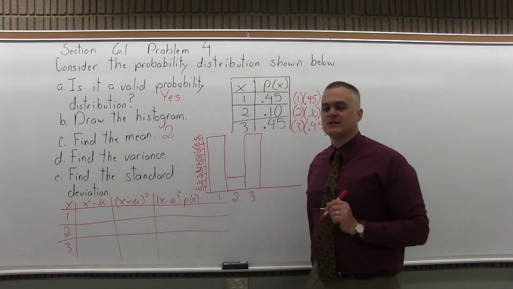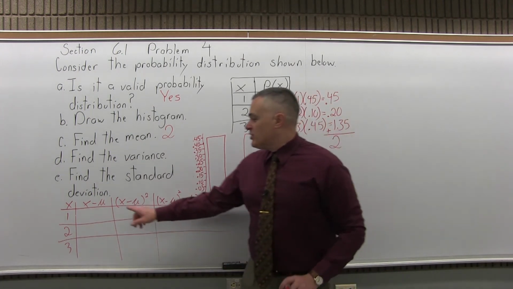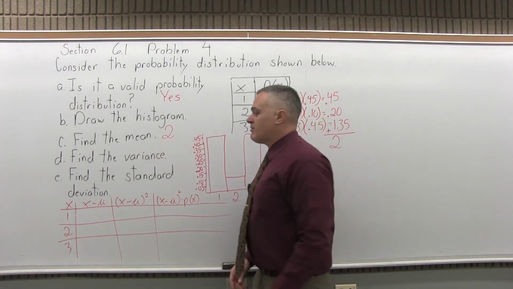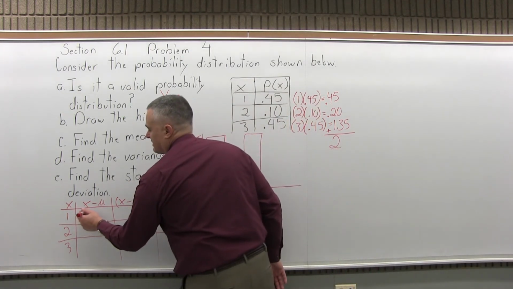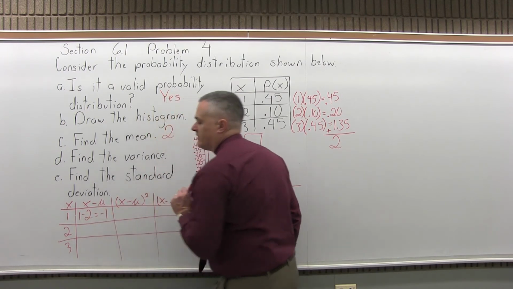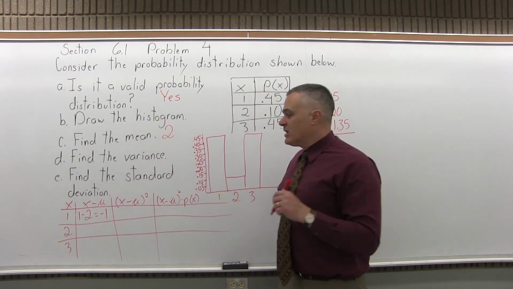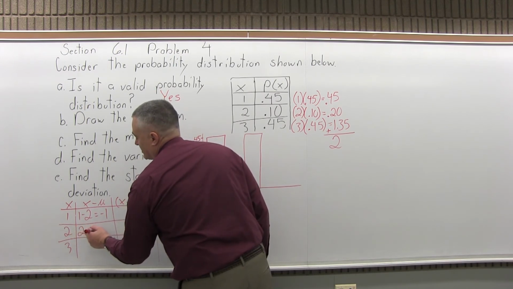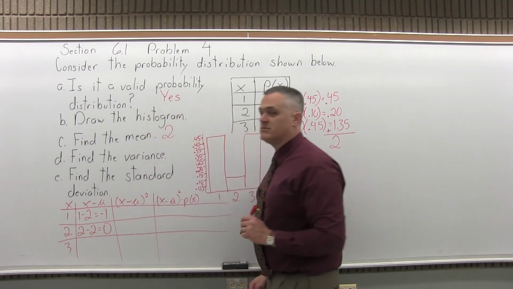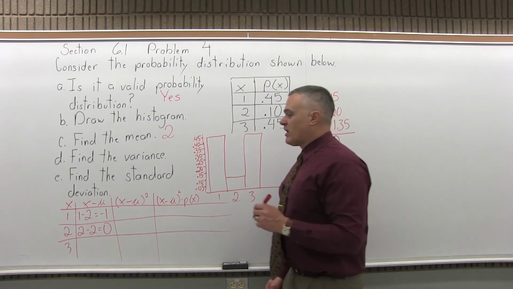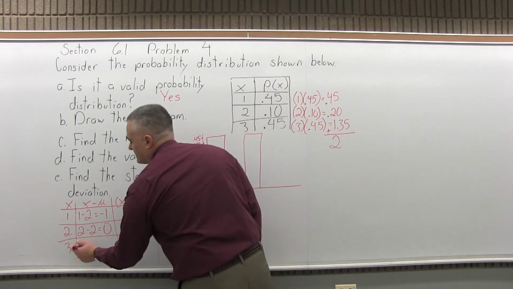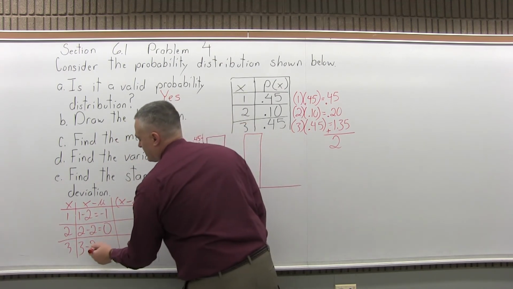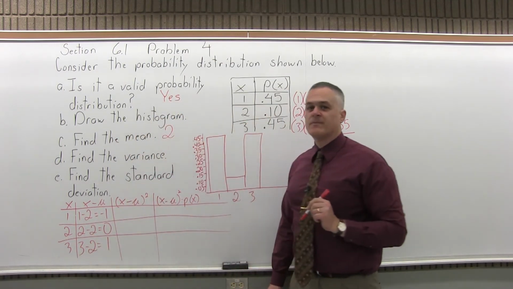That column's the easiest. Now the next column, you're going to do x minus the mean. So in the top row, x is 1. So 1 minus the mean is 1 minus 2, which is negative 1. In the middle row, x is 2, so it'll be 2 minus the mean, which is also 2. 2 minus 2 is 0. And in the third row, x is now 3, so it'll be 3 minus 2, since the mean is 2 in each one of these rows. 3 minus 2 is positive 1.